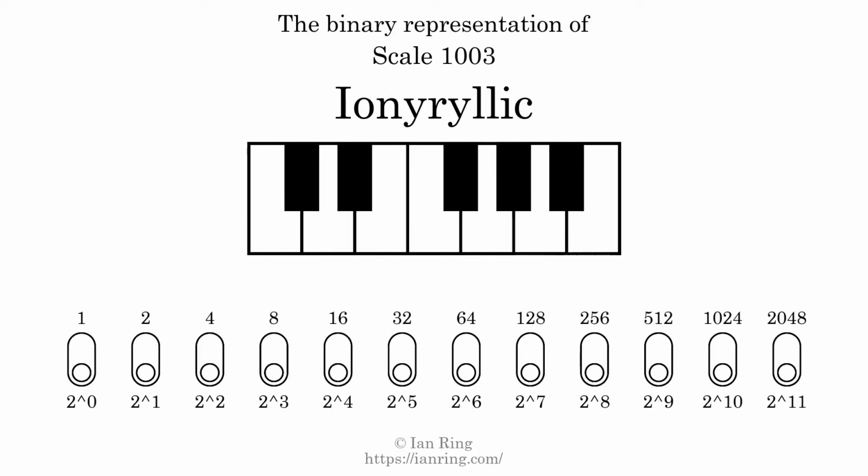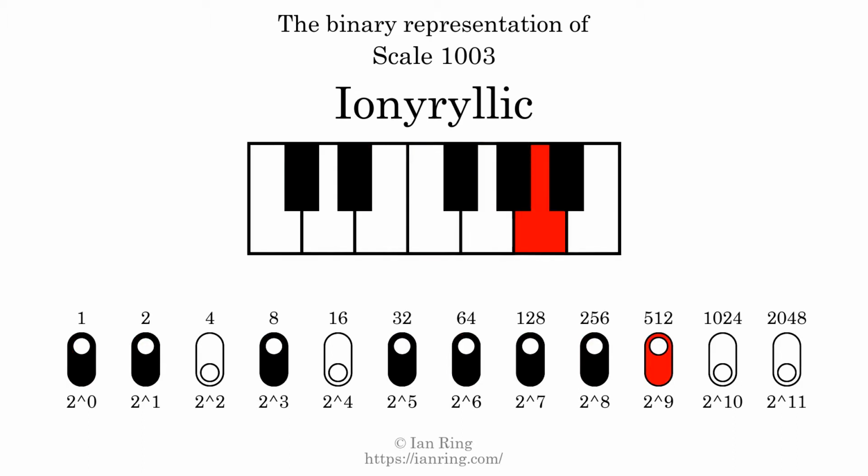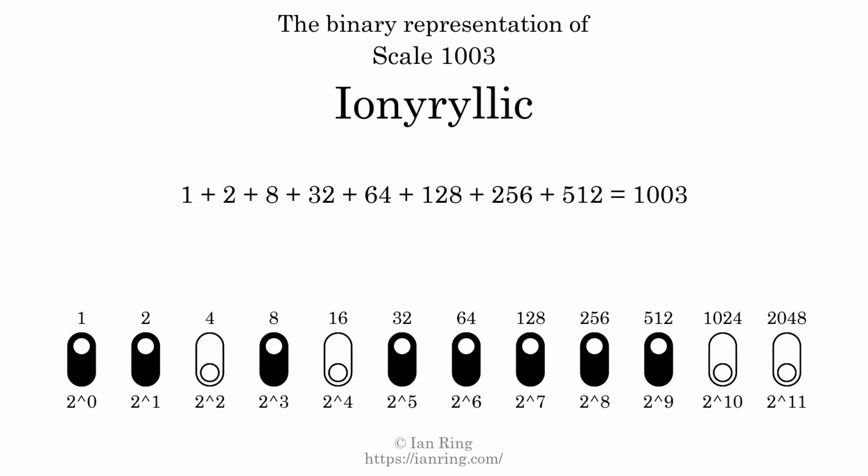The binary representation of this scale is determined by mapping tones of the scale to binary digits. Each binary digit represents a power of 2. To get the scale number, we add the powers of 2 together. The powers of 2 that are present in the scale, all added together, equals 1003. That is why the scale number, in decimal, is 1003.